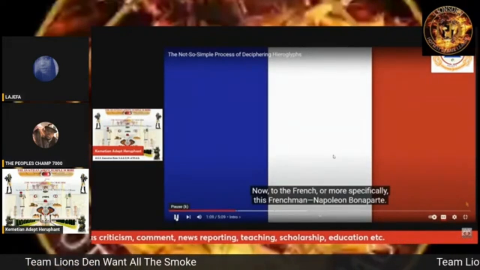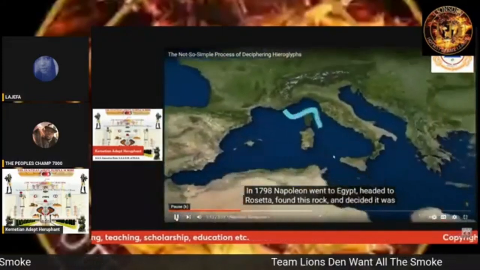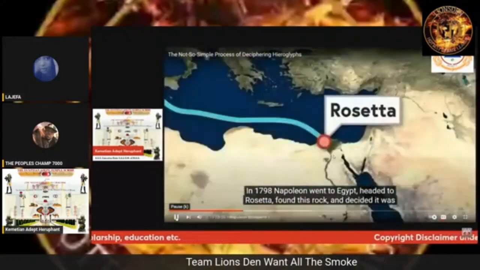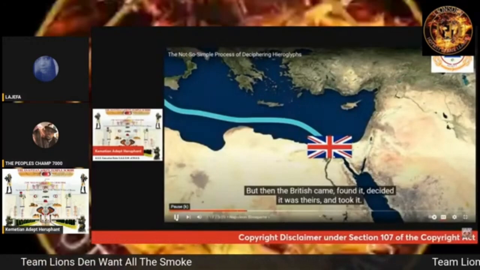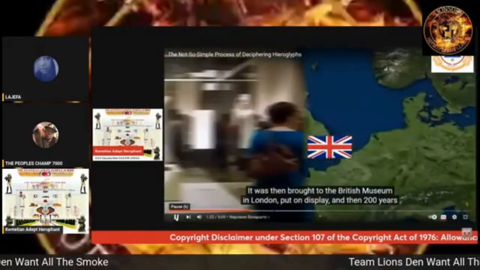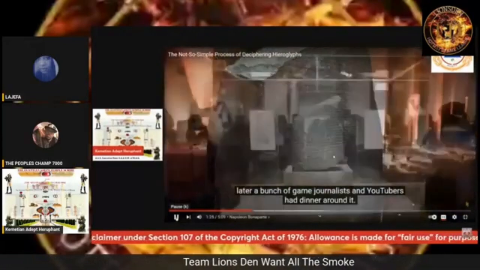Or more specifically, this Frenchman, Napoleon Bonaparte. In 1798, Napoleon went to Egypt, headed to Rosetta, found this rock, and decided it was his. But then the British came, found it, decided it was theirs, and took it. It was then brought to the British Museum in London, put on display, and then 200 years later, a bunch of game journalists and YouTubers had dinner around it.